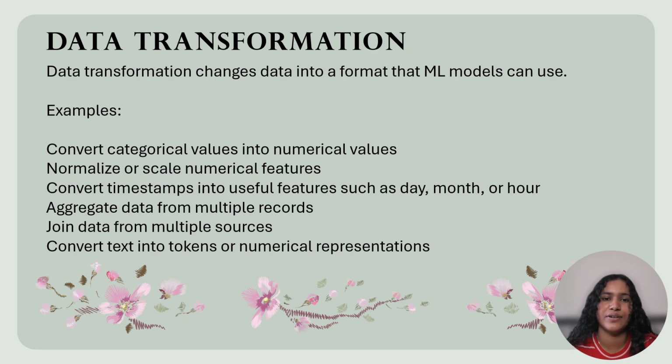Data from different sources can also be joined together. For example, customer information from one database can be combined with purchase history from another database to create a more complete dataset. Finally, text data often needs to be transformed into numerical representation. Machine learning models cannot directly understand words, so text is converted into tokens, vectors, or other numerical formats that a model can process.